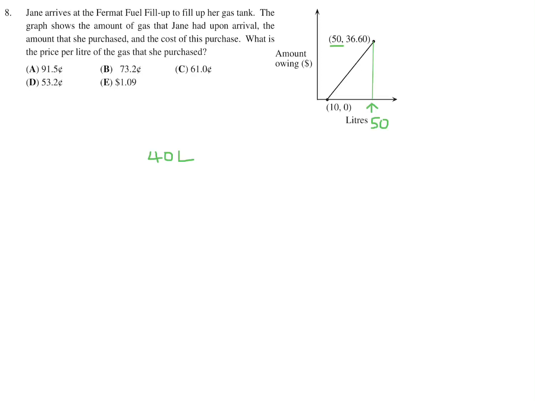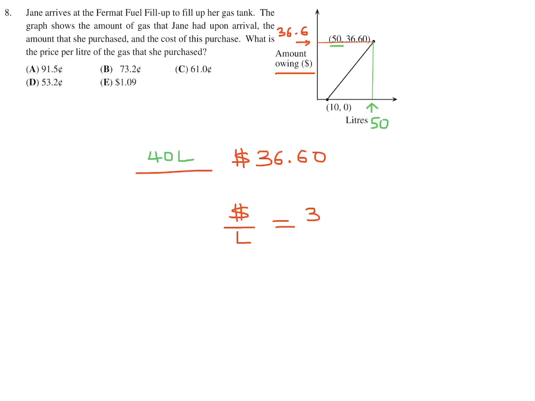Okay? And when she does, the amount that she spent is obviously the y-coordinate. So if we were going to draw a line from the point to the y-axis, like this, that number right there is 36.6. And that represents the amount. So $36 is how much she spent. All right? So 40 liters, $36. So they want you to figure out the price per liter. So they want you to figure out the cost per liter.